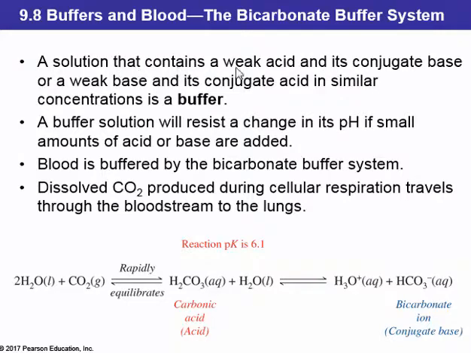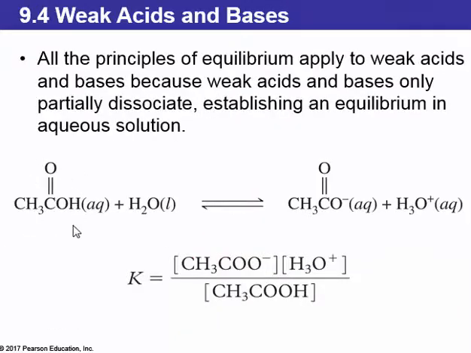A solution that contains a weak acid and its conjugate base in similar concentrations is known as a buffer. Now, we remember that when a weak acid dissolves, it forms a very small amount of its conjugate base. However, a buffer system is an equilibrium situation where we have similar concentrations of the conjugate base and the acid.